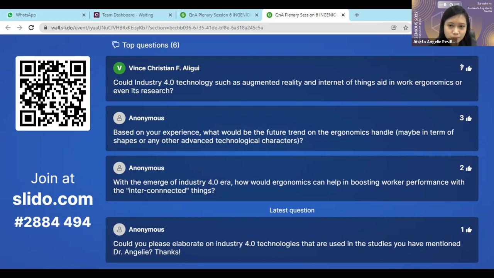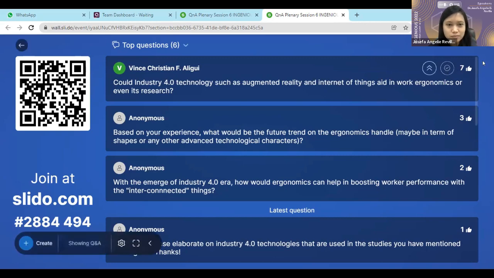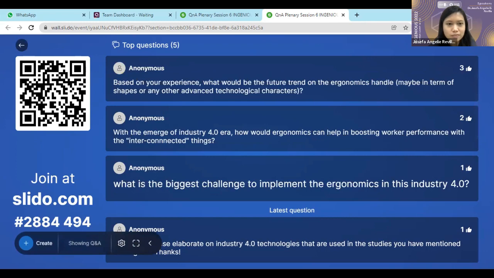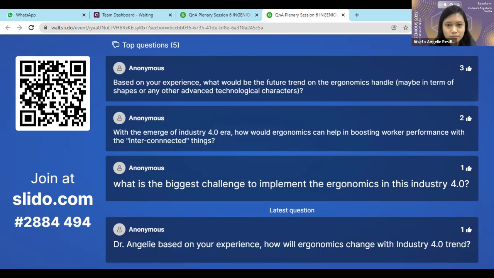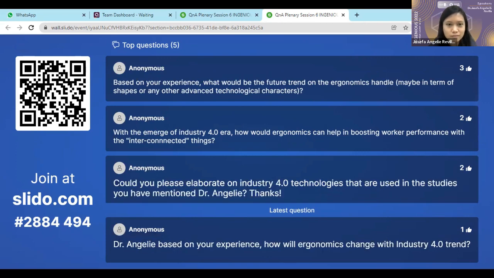For the second one, a question from Anonym asks: based on your experience, Dr. Angelie, what will be the future trend on the ergonomic handle, maybe in terms of shapes or any other advanced technological characteristics?